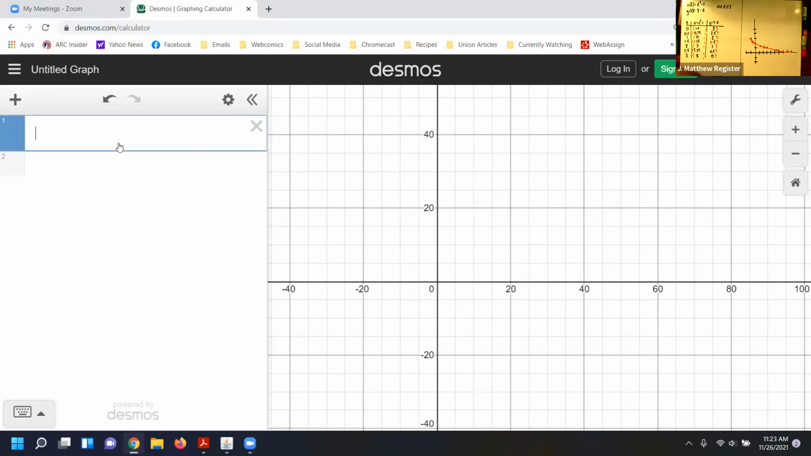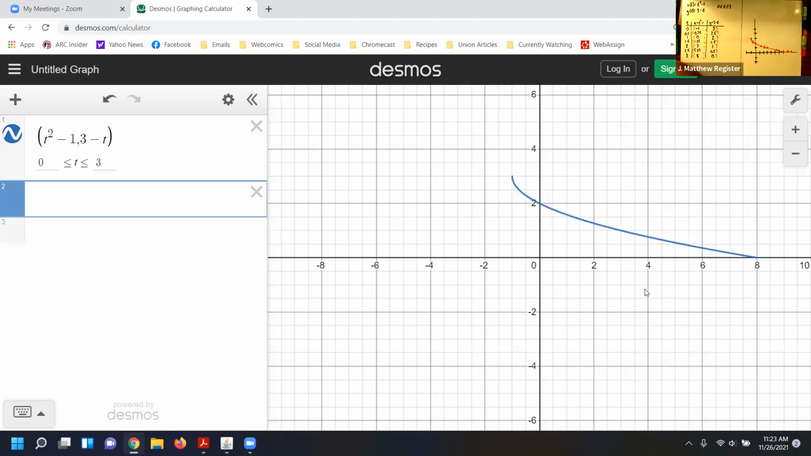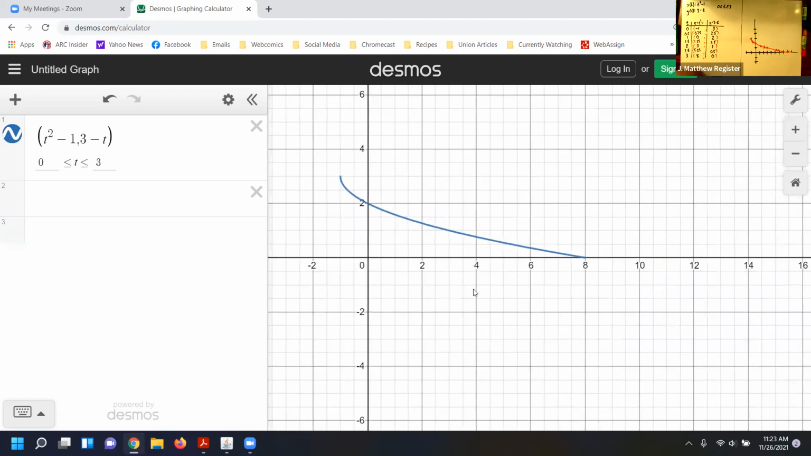The way you would do a parametric equation in Desmos is you would actually just do the ordered pair, and then you would say x is going to be equal to t squared minus 1. And y is going to be equal to 3 minus t. And then we can just set this to go from 0 to 3. And there is our graph. Let's zoom in a bit. There is our graph. And that's it. That's really all that a parametric equation is doing.